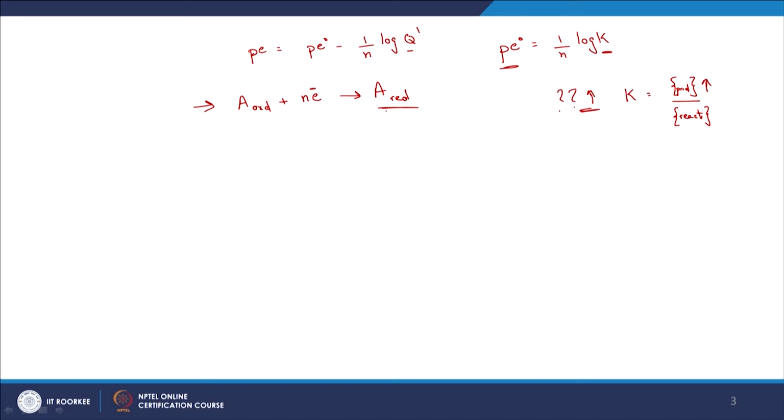So obviously here what does it mean now? If I write it down for this particular equation, K, let us say, will give me an idea about the activity of this particular reduced form by the activity of this oxidized form, in general, yes. So what does it mean to have a greater K? That means that the reduced form of this particular compound would predominate, or that the reaction would want to go in this particular forward direction. So that is what a higher value of K would mean, right, or that the reduced form would predominate.